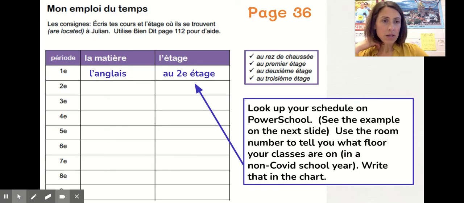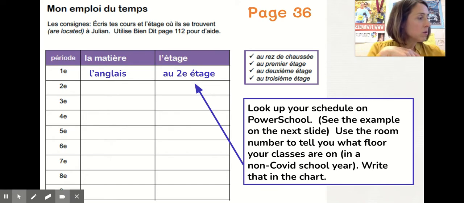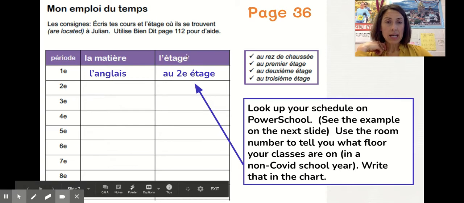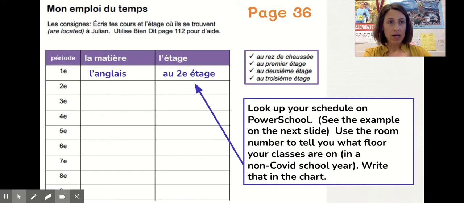Okay. Quand vous avez fini avec ces questions, tournez à la page 36. And there you will see mon emploi du temps, my schedule. So this should look a little bit familiar. I think you guys filled out mon emploi du temps earlier in the year. However, this time we have a new column added, l'étage. So this time you are locating each of your classes, what floor it's on, imagining that we had a non-pandemic world.